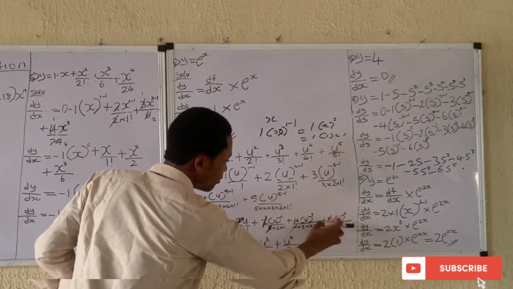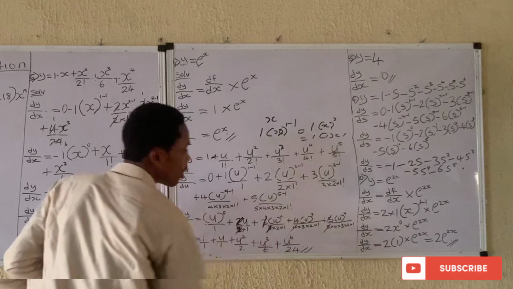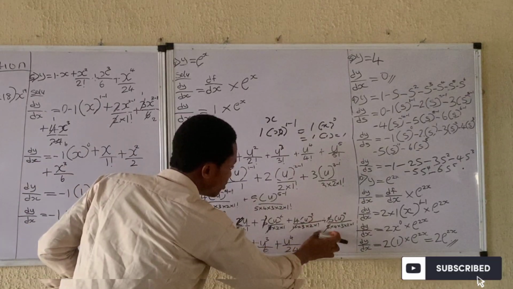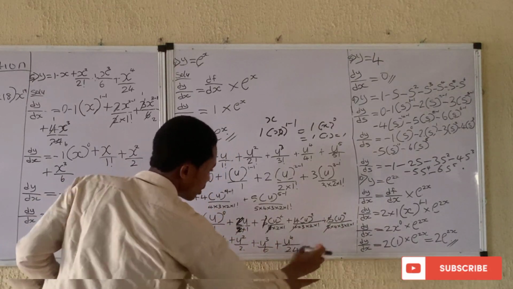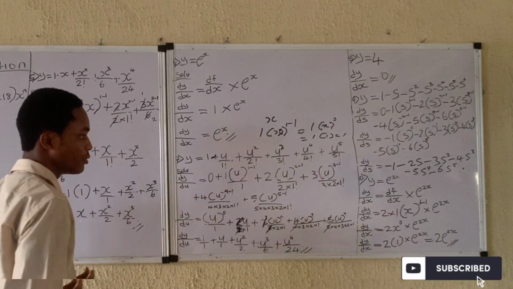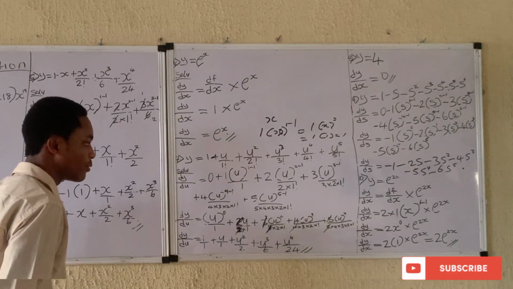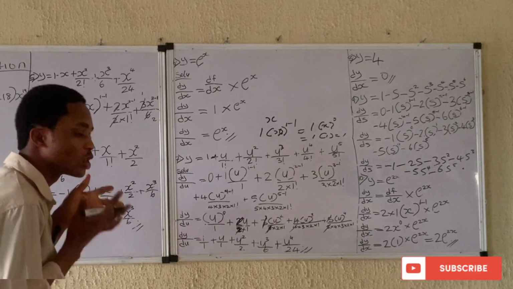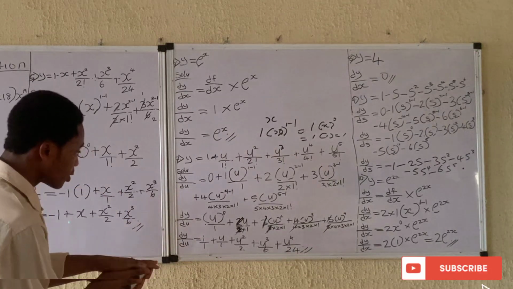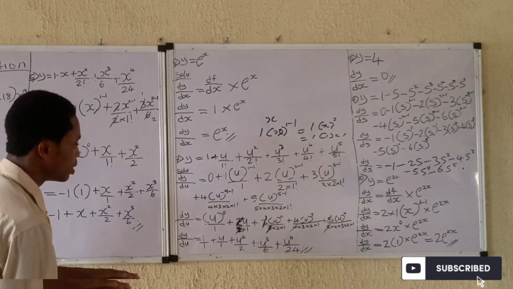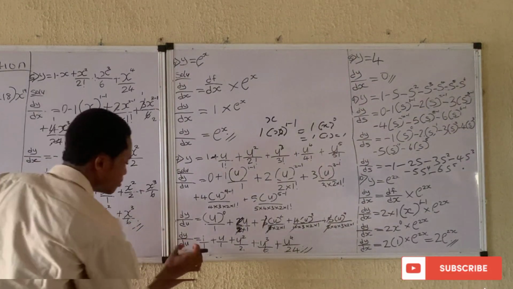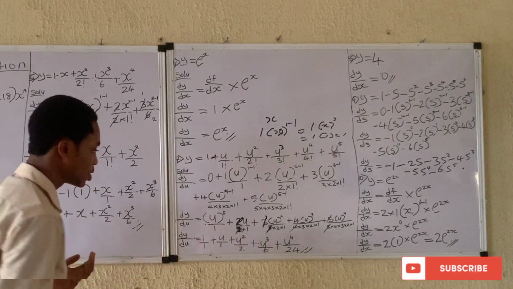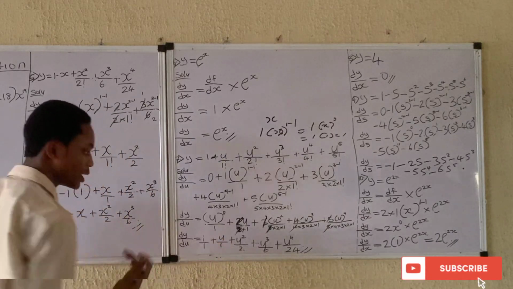Plus 5u raised to the power 4 all over 5 times 4 times 3 times 2 times 1. The 5 cancels the 5, leaving behind u raised to the power 4 all over 4 times 3, which will give you 12. 12 times 2 will give you 24. 24 times 1 will give you 24. That's how we arrive at this place. Now, to get the final answer, which is very simple, dy/du equals 1 divided by 1 will give you 1, right? Plus u divided by 1 will give you u.